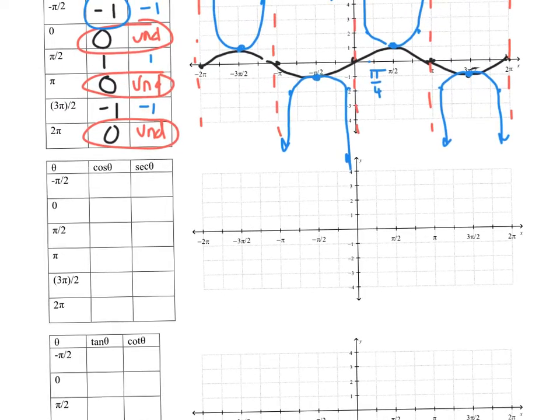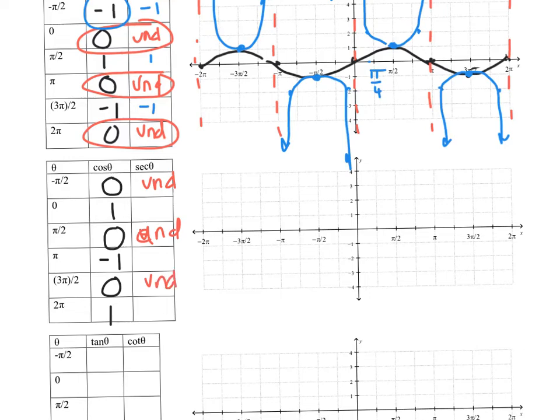So the secant, I'm going to do it by graphing, just like I did the sine, the cosine. So the cosine at negative pi over 2 is 0. Oh, I'm sorry, wait, negative pi over 2. Yeah, and then at 0, the cosine is 1. And then at pi over 2, cosine is 0. And then at pi, it's negative 1, 0, 1. So again, right here is where the secant is going to be undefined.